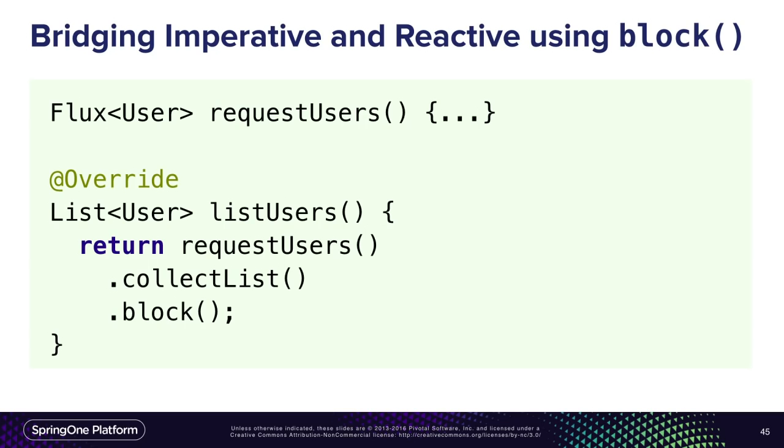The follow-on from that as well is that it's not just a case of if you're in the middle of a flow and you've got this urge to type dot block, you should try and fight it. You actually want to push that dot block out to the furthest point in your code. So keep as much on the inside reactive as you possibly can, and it's only when you start to interact with an external system that is imperative that you say, yeah, okay, I'm going to upset Stefan now, I will type dot block.